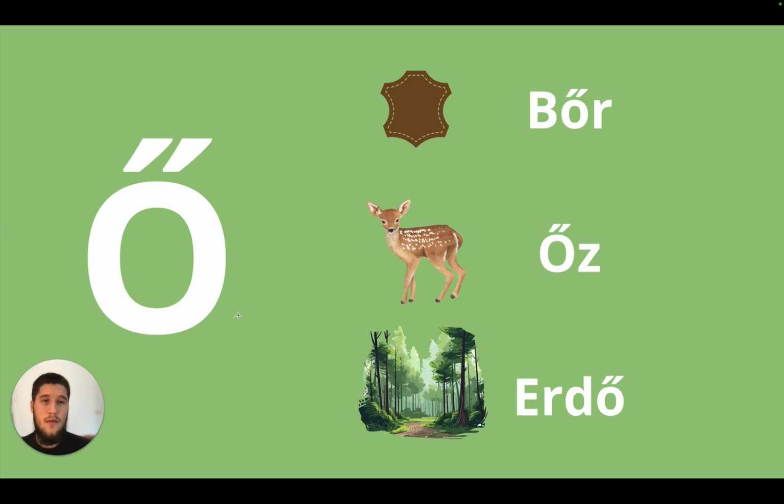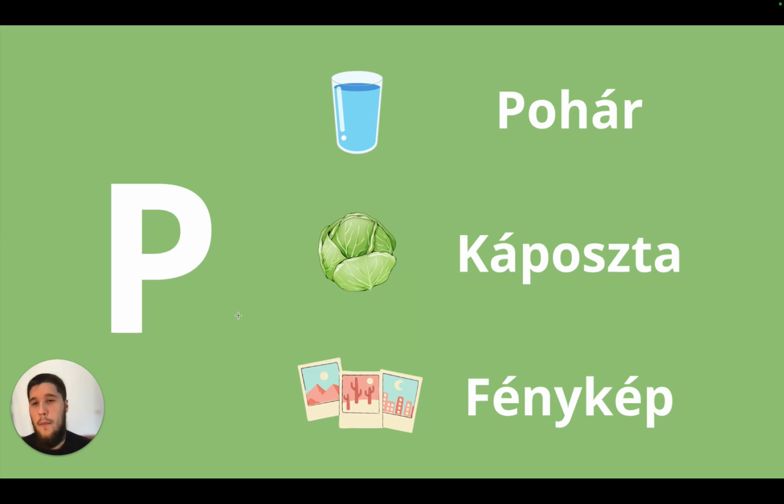Ő. Bőr. Őz. Erdő. P. Pohár. Káposzta. Fénykép.